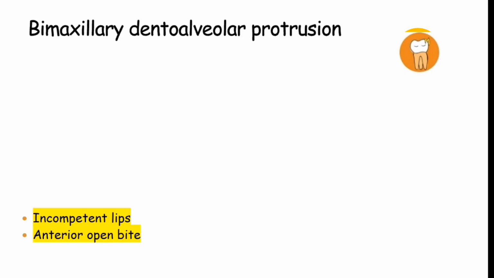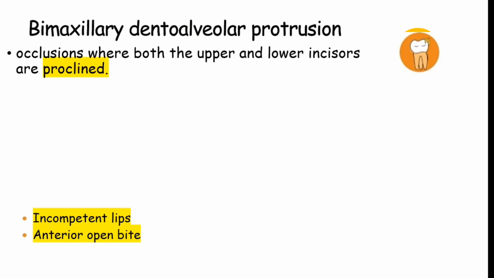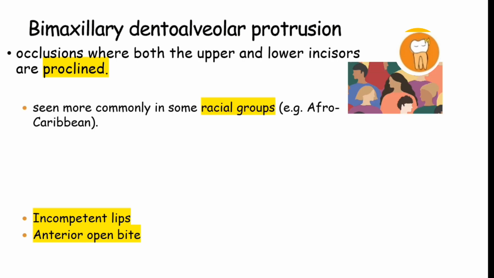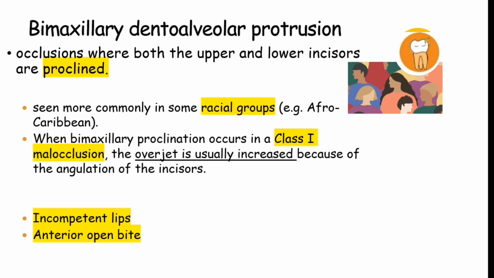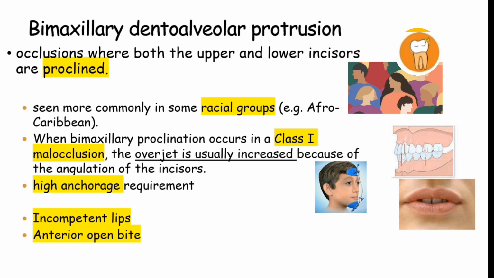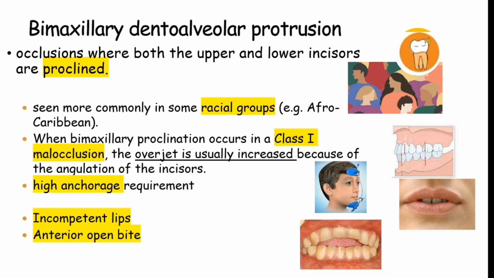Now we will talk about bimaxillary dentoalveolar protrusion, which is also an etiological factor of class 1 malocclusion. It is an occlusion where both upper and lower incisors are proclined. It is more commonly seen in racial groups, for example, Afro-Caribbean. When bimaxillary proclination occurs in class 1 malocclusion, overjet is increased because of the angulation of incisors. For treatment, a high compliance requirement is needed, but there are chances of relapse. You can see incompetent lips, anterior open bite, and a decreased interincisal angle.